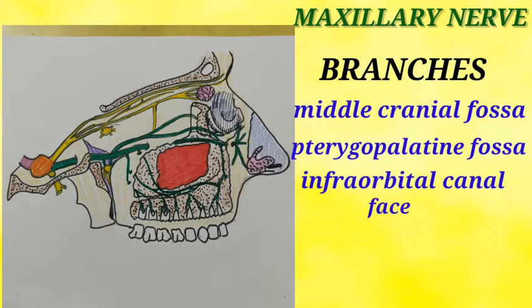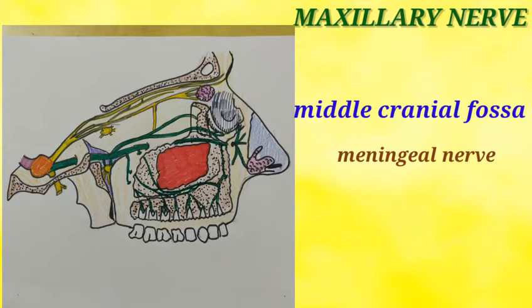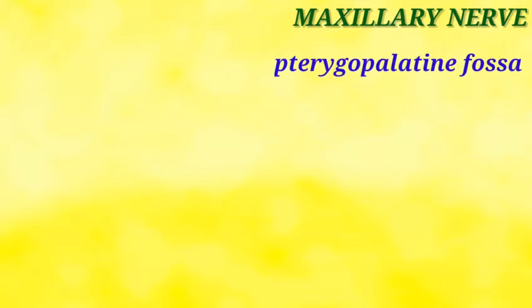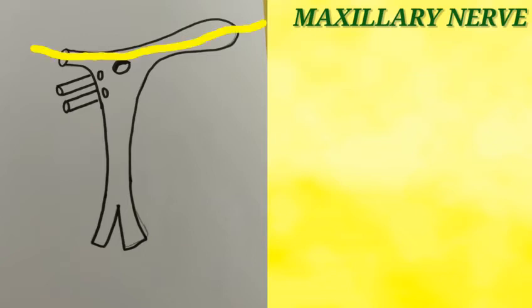In the middle cranial fossa, the maxillary nerve gives meningeal branches to give sensory innervation to the dura mater. It then enters into the pterygopalatine fossa through the foramen rotundum present in its posterior wall. In the pterygopalatine fossa, it gives three important branches. One is the ganglionic branches, which are two in number, through which it suspends the pterygopalatine ganglion.